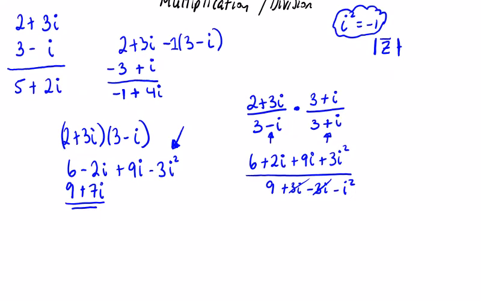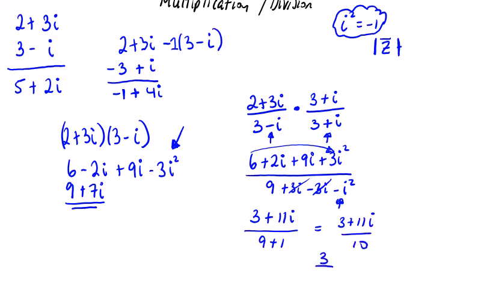So on top, we're going to have 6 and the minus 3. So 6 minus 3 is 3. 2 and 9, 11i. And we're going to divide that by 9 plus 1. This becomes plus 1. So we get 3 plus 11i over 10. Now the way we write these complex numbers, we always write them in 2 parts. So this is 3 over 10 plus 11i over 10.